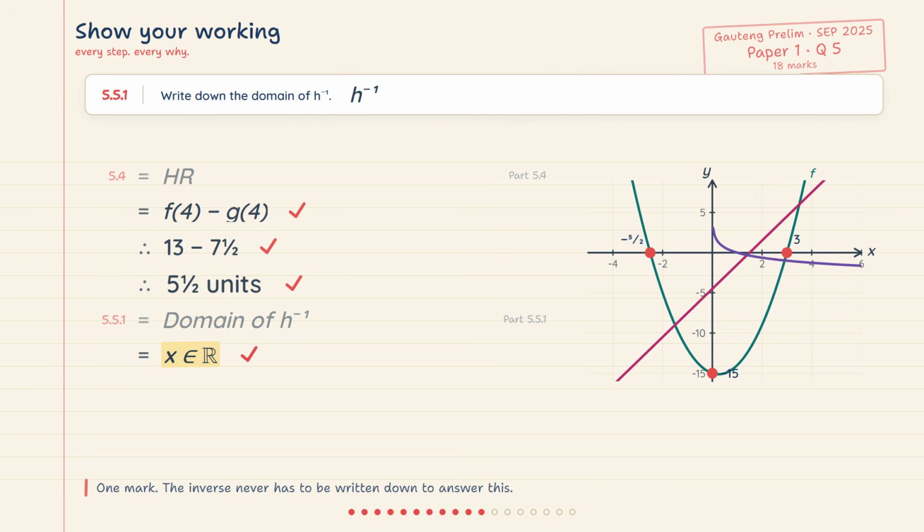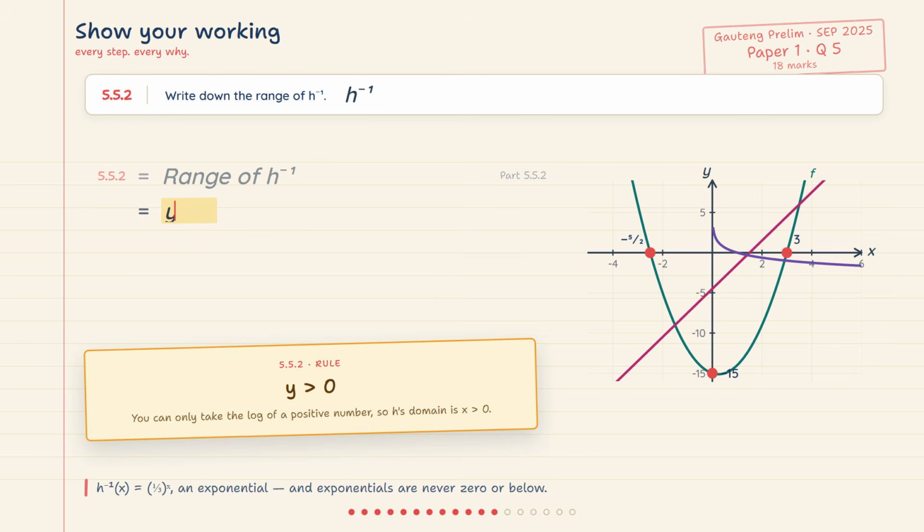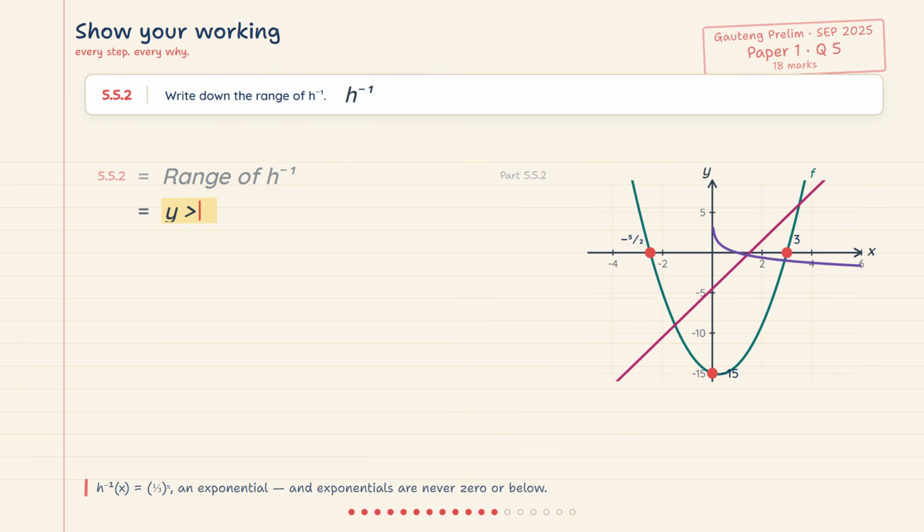Do not compute anything here. Read it off H. The same swap, the other way. The range of H inverse is the domain of H, and you can only take a logarithm of a positive number. The log of 0 and the log of a negative do not exist. So H's domain is x greater than 0, and the range of the inverse is y greater than 0. The guideline says you do not lose anything for leaving out the y in the reals part.